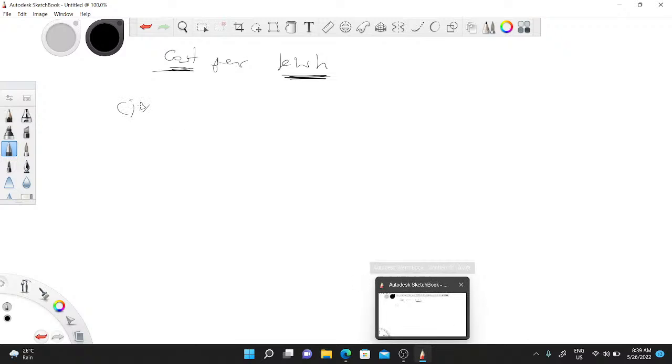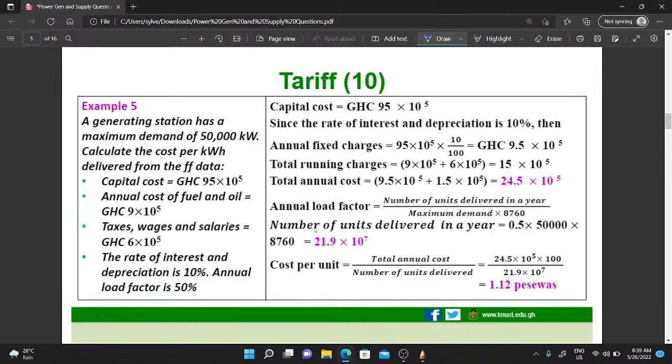You know that for every generating station, the total cost is given by the sum of the fixed costs plus the running costs. The running costs are the tax, wages, and salaries. As you are running, the amount you spend on fuel, the amount you spend on maintenance, and all those things are running costs. So from this example, these are running costs.